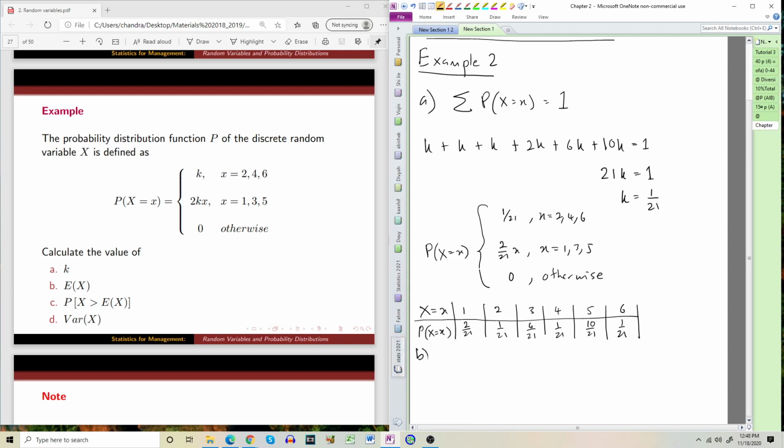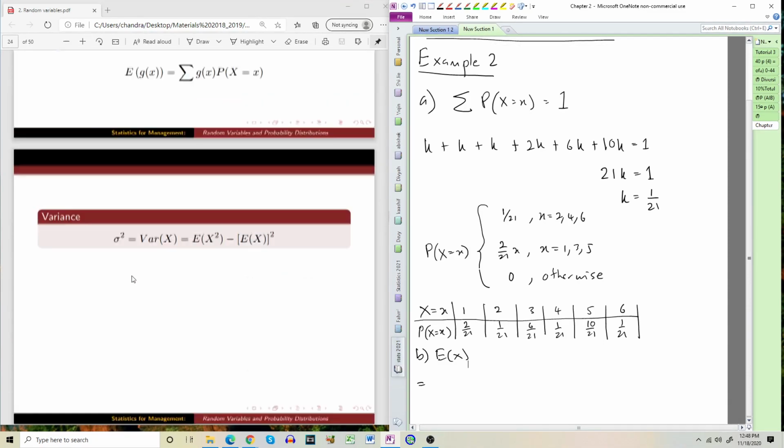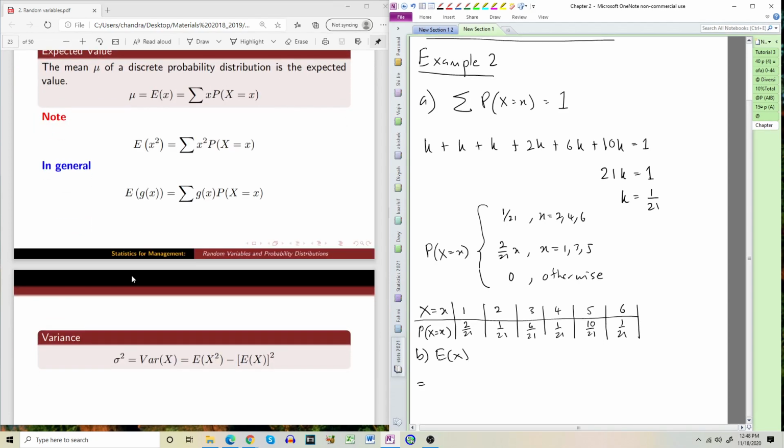Now B, we're going to find expected value. The formula for expected value you can see here. The formula for expected value is E(X). E(X) is actually the mean. We are finding the mean. This is the sum of xP, multiply the variable with the corresponding probability.